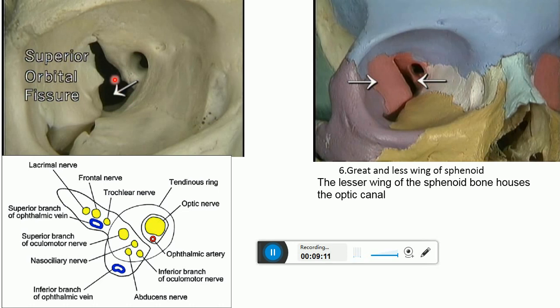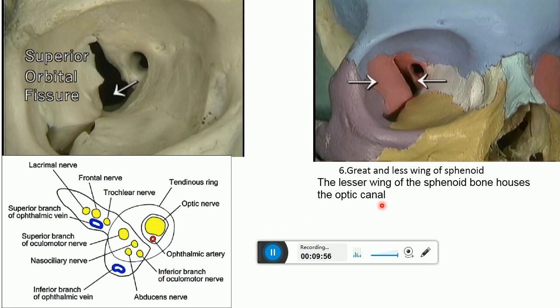The superior portion contains the lacrimal nerve, frontal nerve, and the trochlear nerve. These three nerves, and the fourth one is the superior branch of the ophthalmic vein. Formula for it is LFTs, liver function tests. The inferior portion contains the superior and inferior division of the oculomotor nerve, the abducent nerve, and the nasociliary nerve, and sympathetic fibers from the cavernous plexus.